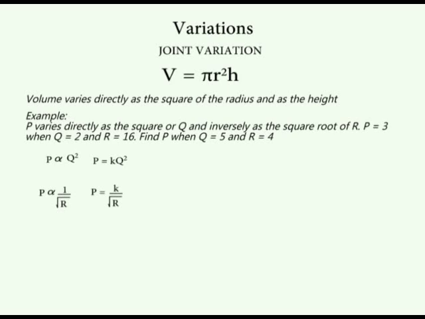k is common, and so we can combine these. P is equal to kQ squared over root R. 3 is equal to k times 2 squared over the square root of 16. 3 is equal to 4k over 4, and k is equal to 3. And so using k now, P is equal to 3 times 5 squared over the square root of 4. That gives us 3 times 25 over 2, which gives us 37.5.